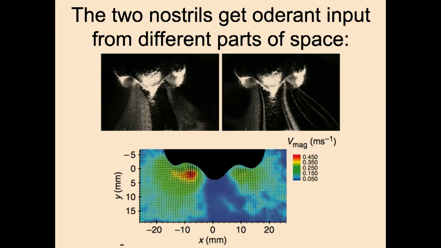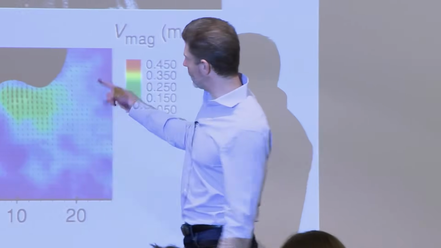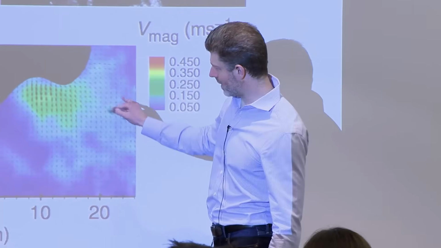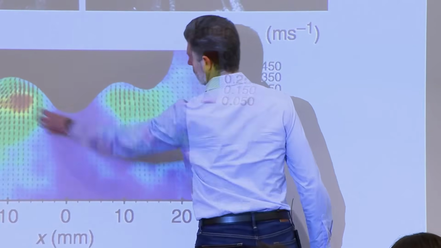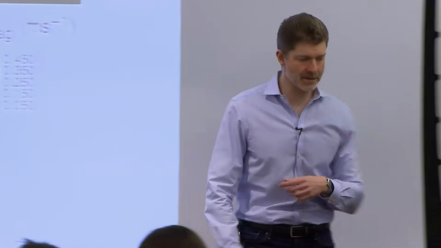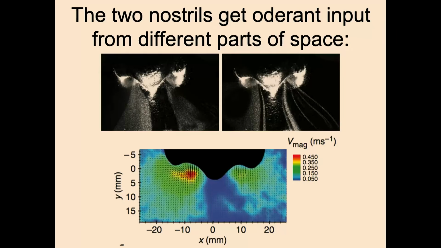So you've got two nostrils, okay? They project to different bits of the brain, and they get odorant input from different parts of space. Okay? So this is showing a velocity field of the air around the nose, and you can see that the two nostrils are getting most of their input from different regions of space. So you might wonder, what's that good for? We know that you benefit from having two ears. We've talked about how you benefit from having two eyes. What's the benefit from having two nostrils?